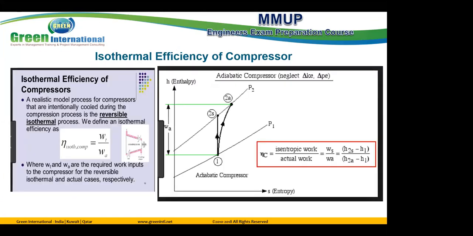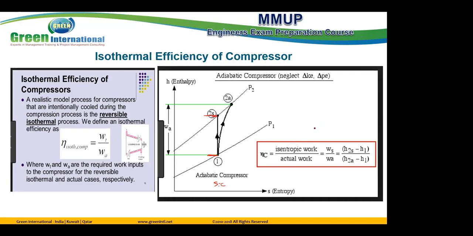This one is isothermal efficiency of compressor. It is different for the ideal process, the theoretical or isentropic process. If we go isentropic, it means S equal to constant, so we go straight like this. And for a compressor, the isentropic work is less than the actual. For a turbine, the isentropic is more than the actual, correct?